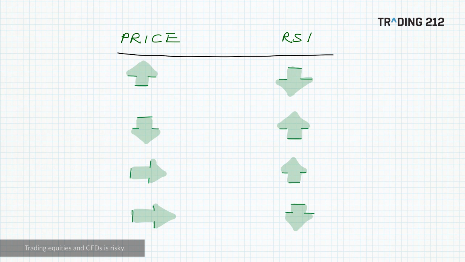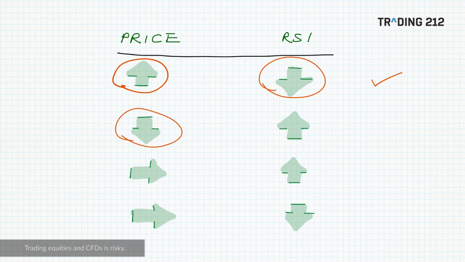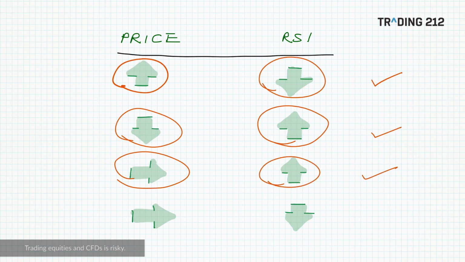So let's run through instances of divergence just to reiterate what we've just said. If you see price going up and you see the RSI or your oscillator going down, that's a case of divergence. If you see the price going down and the RSI going up, it's doing the opposite thing, that's a case of divergence. If you see price moving sideways, flattish, and you see the RSI rising, that's divergence. If you see price movement as flattish and you see the RSI dipping, that's divergence.